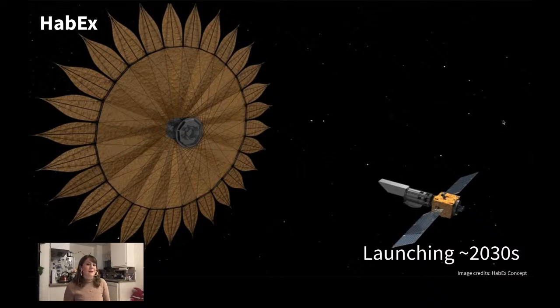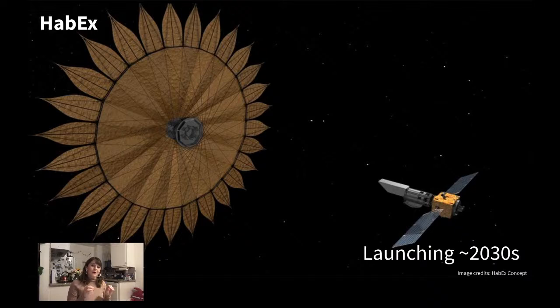Another cool mission concept is HABEX, the Habitable Exoplanet mission. So its entire thing would be looking for habitable exoplanets. This is a planet-specific mission, whereas the last couple I talked about were more general purpose, going to do a lot of different astronomy things. HABEX's focus is planets. It's a 4-meter telescope, not huge, still bigger than Hubble.